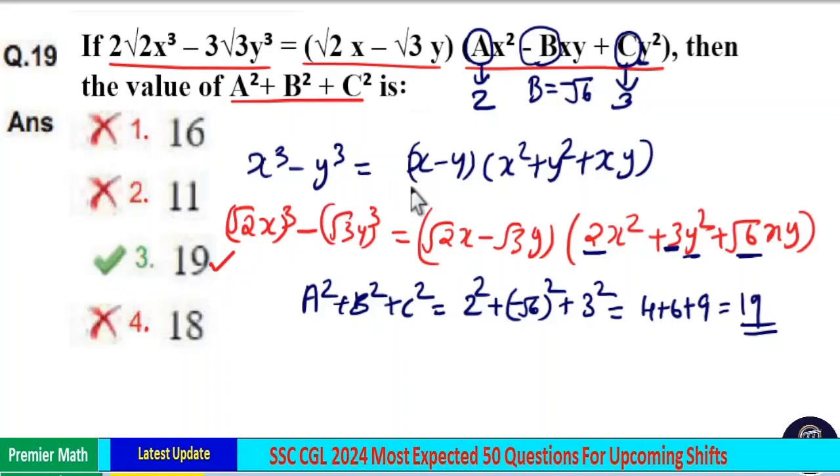Actually, if you know this formula very well, then you can write it from looking at the coefficient. That is, take x square. x square means root 2 x the whole square, then a is equal to 2. Same way xy means root 2 into root 3, that is root 6. Then minus b is root 6, which means b is equal to minus root 6. y square means root 3 y the whole square, that means 3y square. So c is equal to 3. So in this way you can calculate if you know this formula very well.